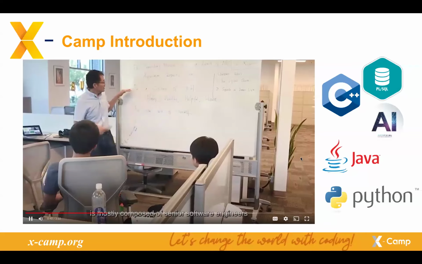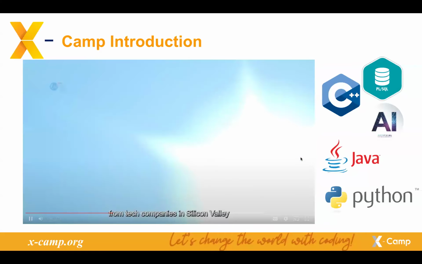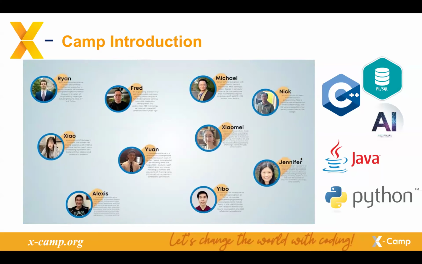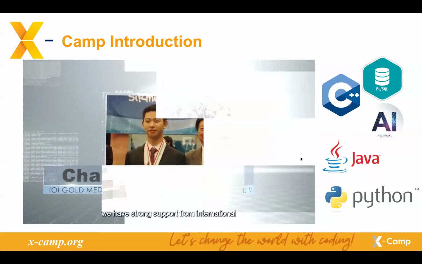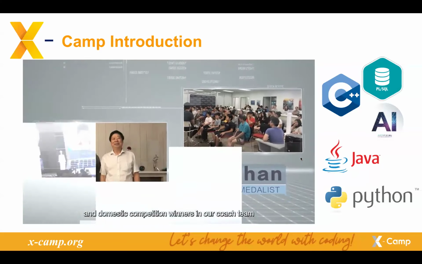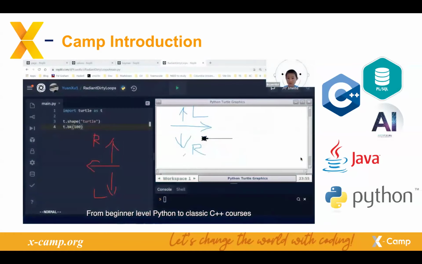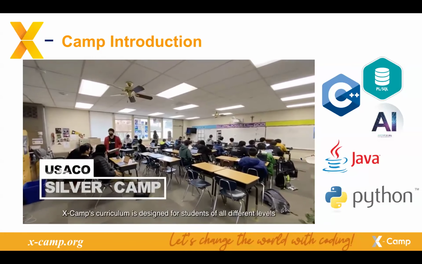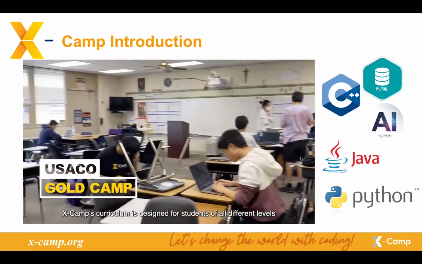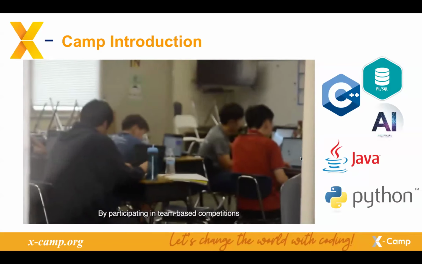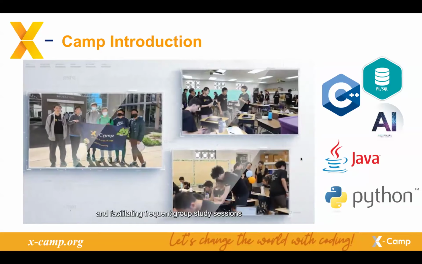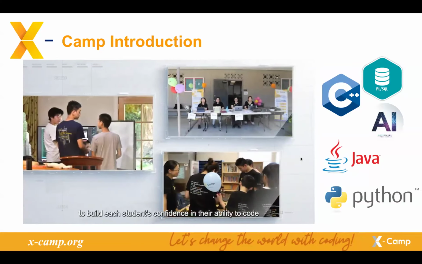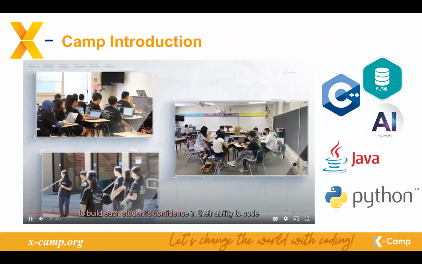Our staff here in the US is mostly composed of senior software engineers from tech companies in Silicon Valley and prestigious CS students from top universities. In addition, we have strong support from international and domestic competition winners in our coach team. From beginner-level Python to classic C++ courses and competition honors courses, XCamp's curriculum is designed for students of all different levels. By participating in team-based competitions and facilitating frequent group study sessions, XCamp also fosters an environment of collaboration to build each student's confidence in their ability to code.